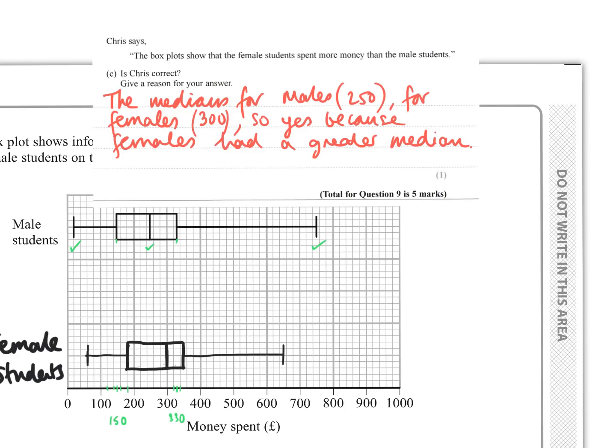And the last part, part C, says, Chris says, the box plots show that the female students spent more money than the male students. Is Chris correct? Give a reason. Well, the reason I've given is, I said the medians for males, and I have to put these figures down on paper. The medians for male was 250, for females was 300. So yes, Chris was correct because females had a greater median. So as long as you put the figures down that you're trying to use in your reason, then you should be okay.